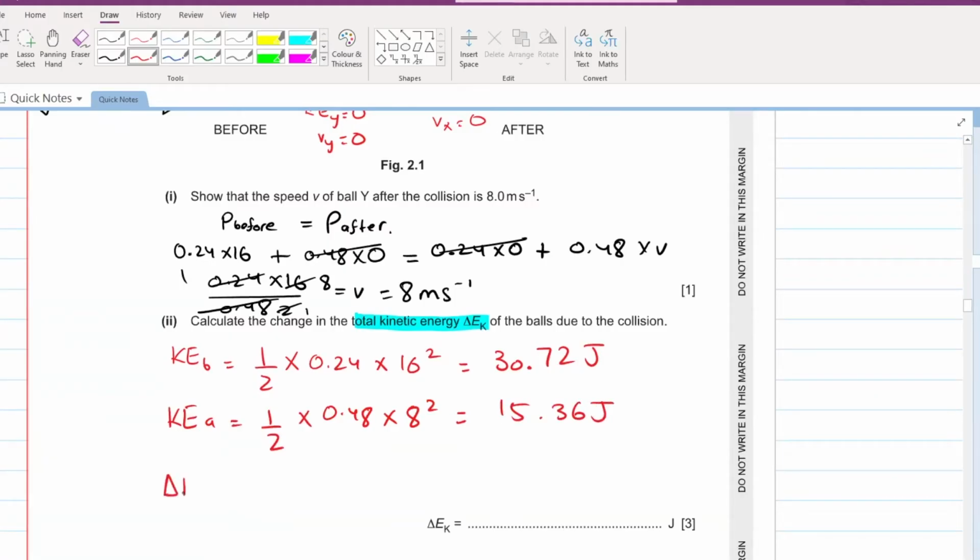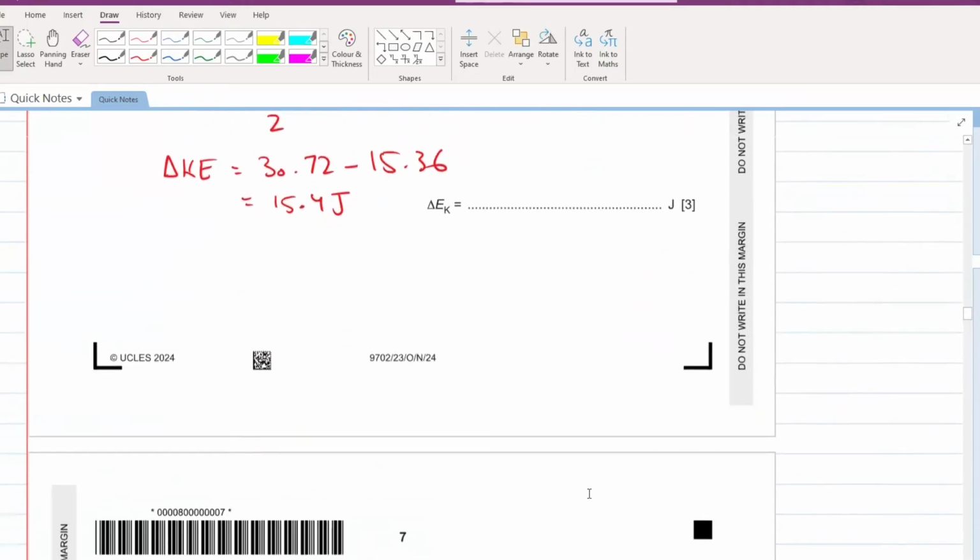Can you calculate the change in kinetic energy? Yes, 30.72 minus 15.36. What does your change in kinetic energy come out to be? 30.72 minus 15.36 gives 15.4 joules to three significant figures, or 15 joules to two significant figures.